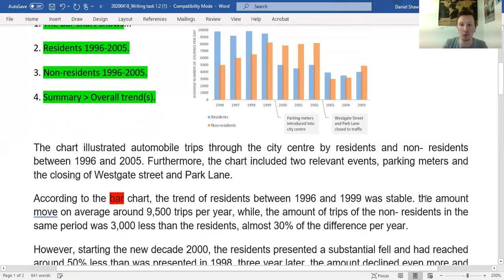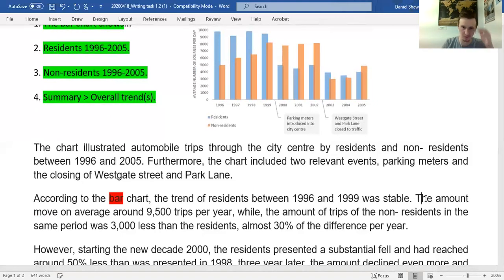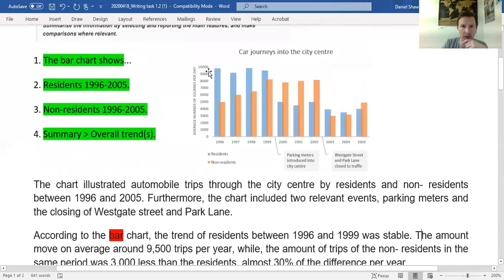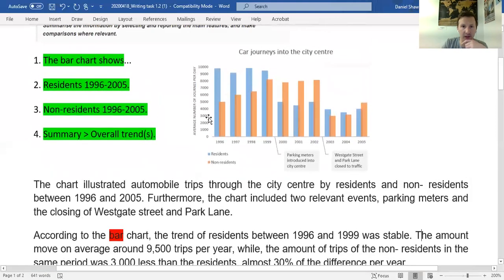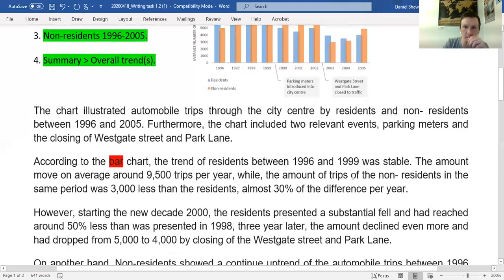The amount move on average around 9,500 trips per year. So 9,500 is about here. So yep, it's roughly between that. While the amount of trips of non-residents in the same period was 3,000 less. So 5,000, and that's not quite accurate, but that's okay. 6,000, 9,000, okay. 6,500, 10,000, roughly.